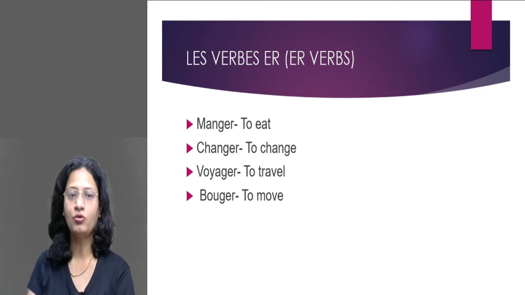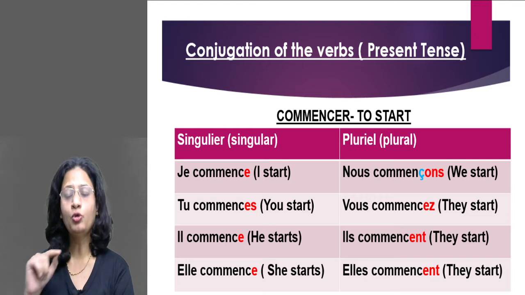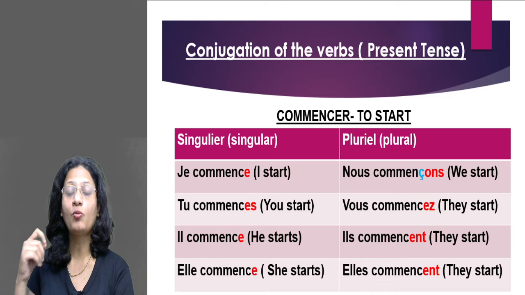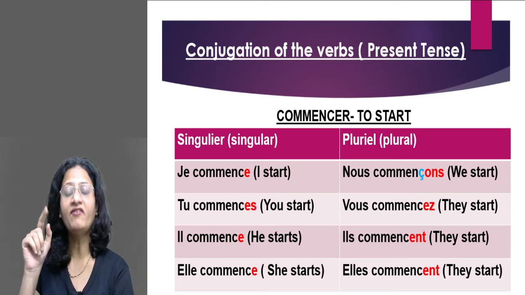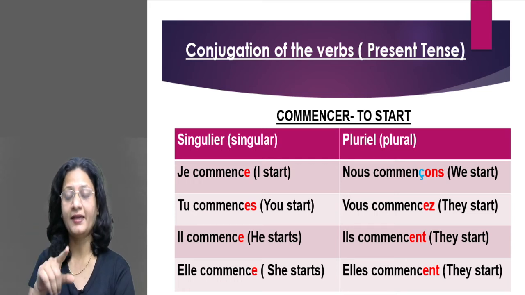Okay, now commencer, to start. Same, only for nous we have a c cédille. The other conjugations are the same, but only for nous we have commençons with a cédille. If we put a normal c here, the pronunciation will be different, but we want the pronunciation commençons. So here we have a c cédille, like français. In français we have c cédille, like commençons.